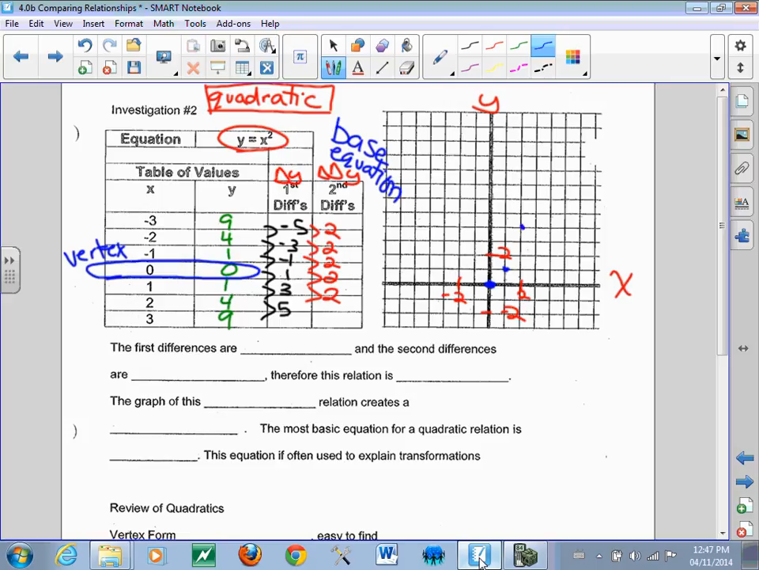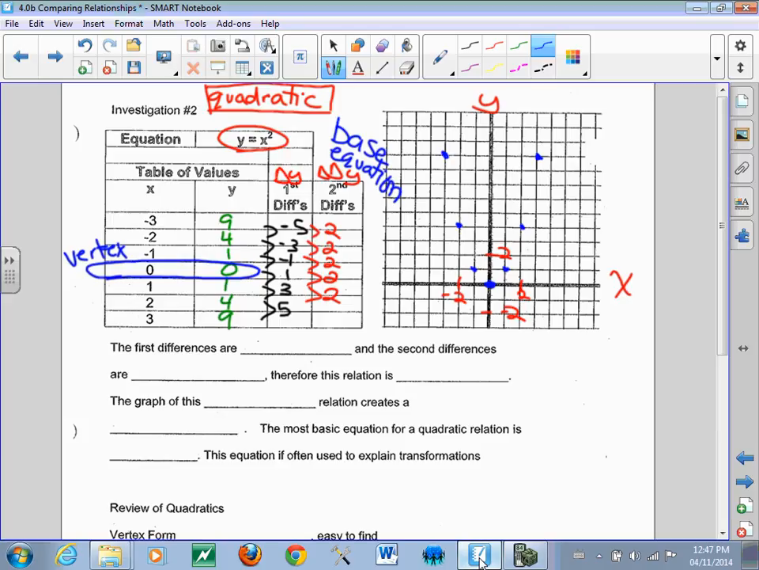And 3 and 5, 6, 7, 8, 9. Watch when I do the negative ones. Negative 1 and 1. Notice that they line up. Okay, negative 2 and 4. Notice those two line up. And negative 3 and 9.